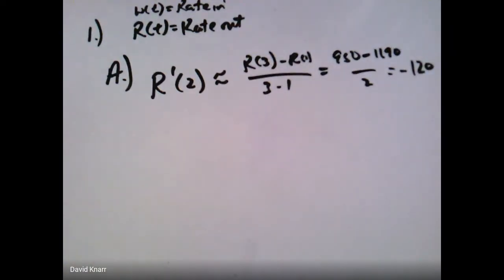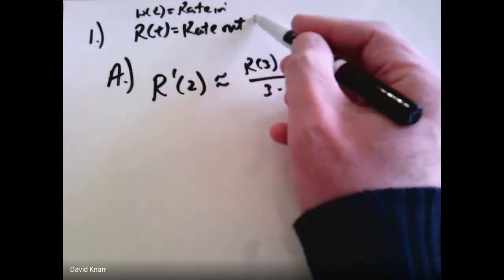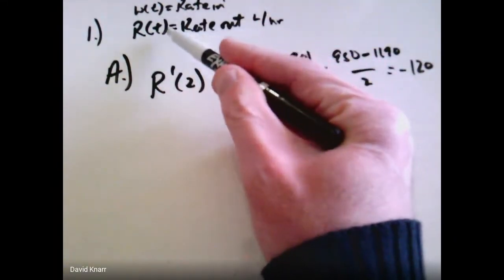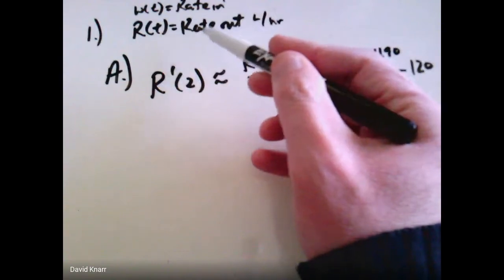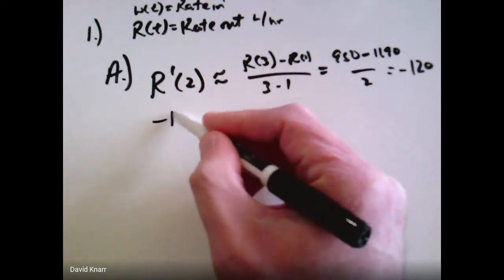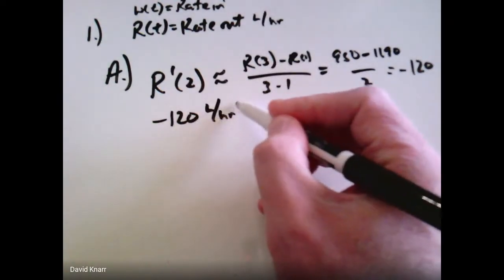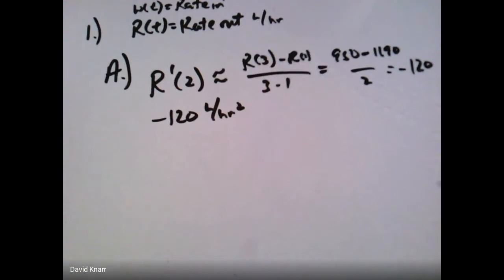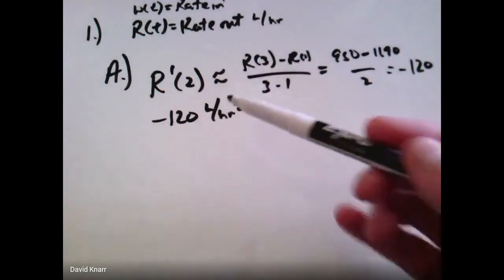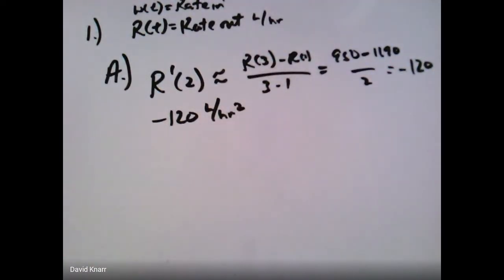All right. It says indicate units of measure. So R represents the rate in liters per hour. So this is like the velocity, right? Liters per hour, that's the rate. The derivative of the rate is the acceleration. So the units here must be negative 120 liters per hour squared. Just like for acceleration would be like meters per second squared. Okay? So this is kind of like a PVA concept as well. All right, that takes care of letter A. Let's go on to letter B.